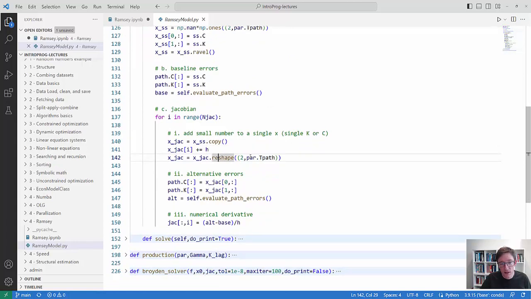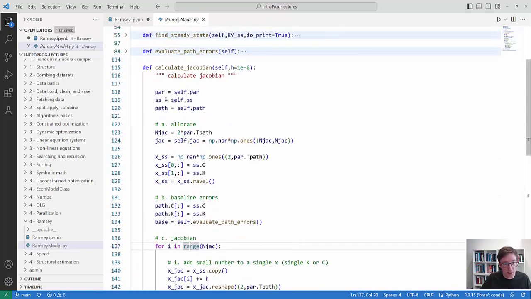Then I do this in vector form. I reformat it into a 2 times T path array, and I put the first row of it into C and the second row of it into K. I evaluate the errors. These are my new errors, and then I calculate a numerical derivative in terms of how the errors look relative to the base errors, divided by the time step. And this is just a long loop doing this many times, and then it's calculating the big Jacobian in this way.